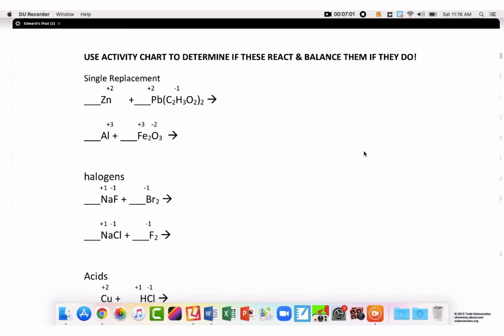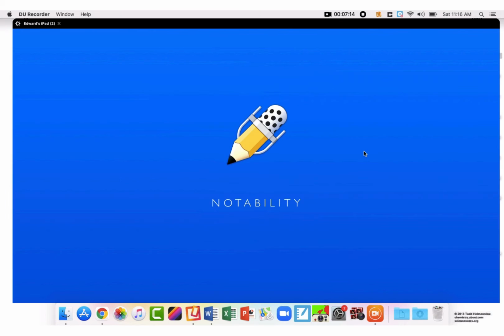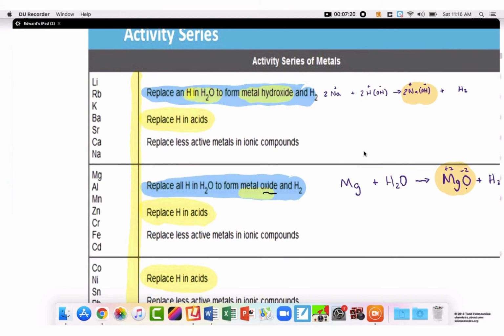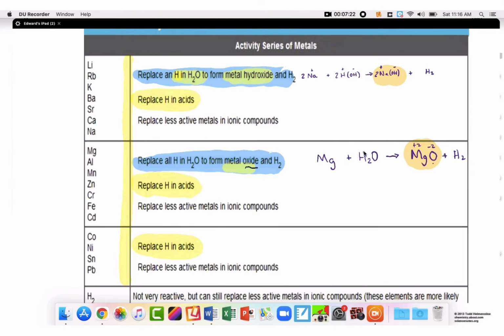Zinc. We're comparing zinc and lead. So is zinc above lead? That's what we need to look at. So let's go back. Oops, not that way. Let's go back. And activity chart is right here. And you look at that and you see that zinc is indeed above lead. Zinc is there, lead is there. So the one that is on the top can replace the one below it.